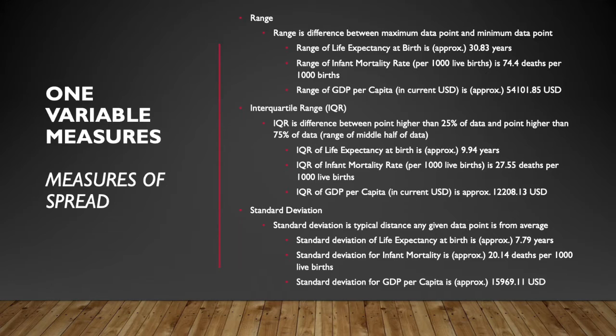There is a much greater level of consistency in the life expectancy at birth for the 42 countries being analyzed than both GDP per capita and infant mortality rate.